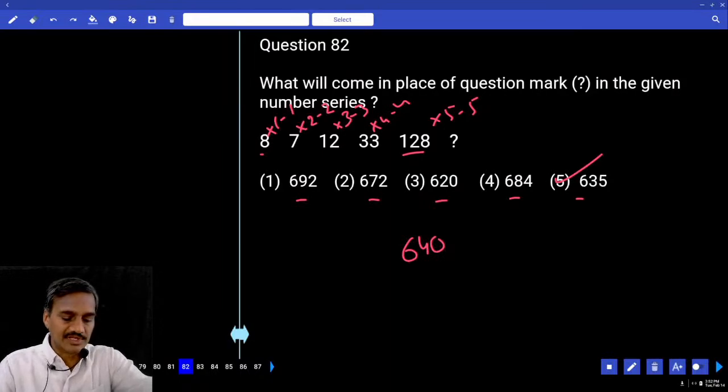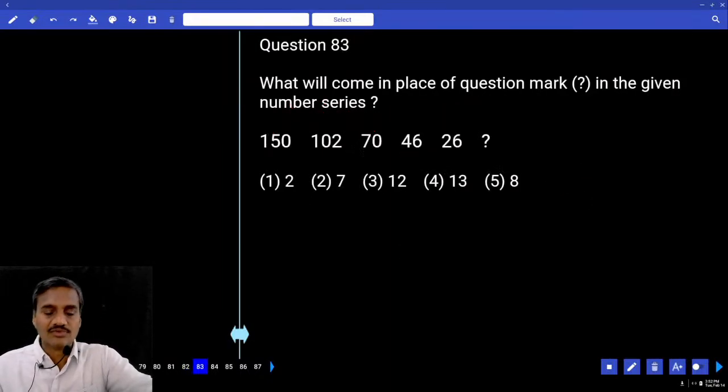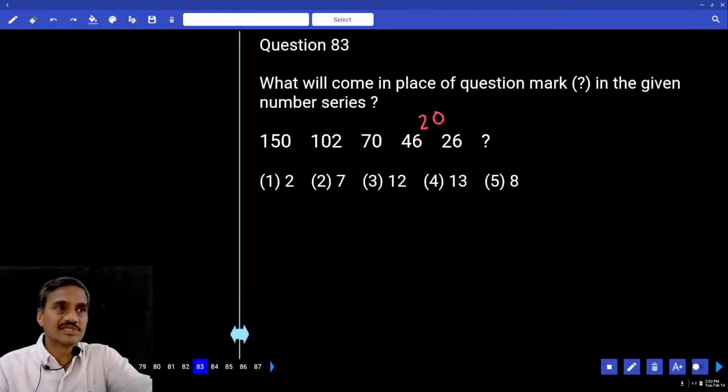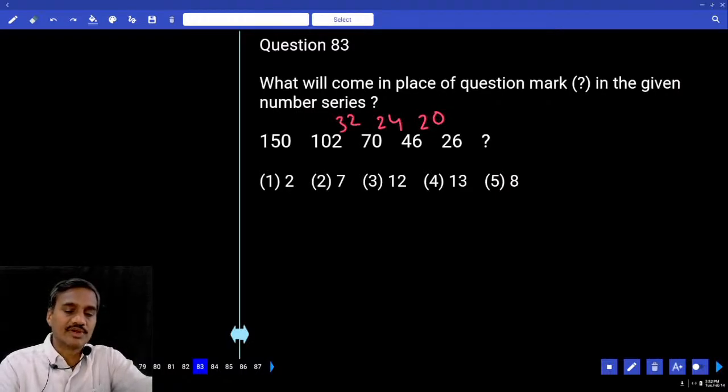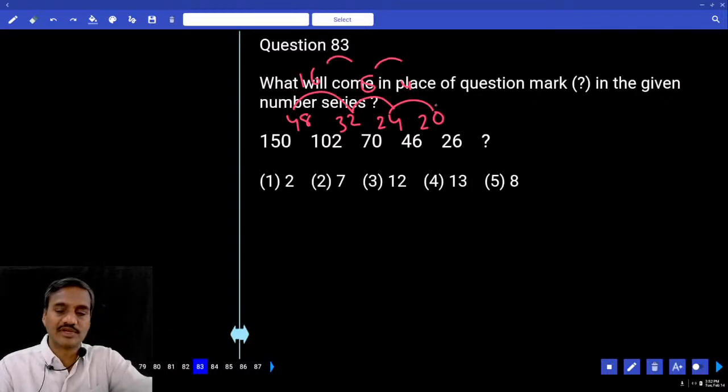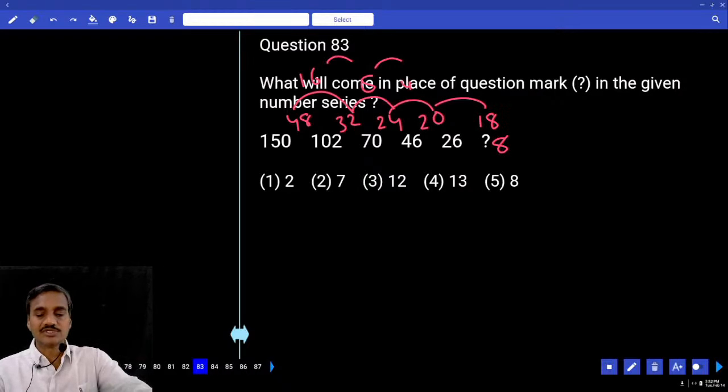Clear? Then the next one, 83. In this 83, 150, 100, numbers are increasing at a very small rate, hence it must be under difference. Take the difference: 26 and 46, what is the difference? 20. 46 and 70, 24. 70 and 102, 32. 102 and 150, 48. Now the difference of 20 and 24 is 4, 8, 16. 16 by 2 is 8, 8 divided by 2 is 4, 4 divided by 2 is 2. So what should be here, tell me, minus or plus? Minus 18. Now 8 plus 18 is 26, choice 5.